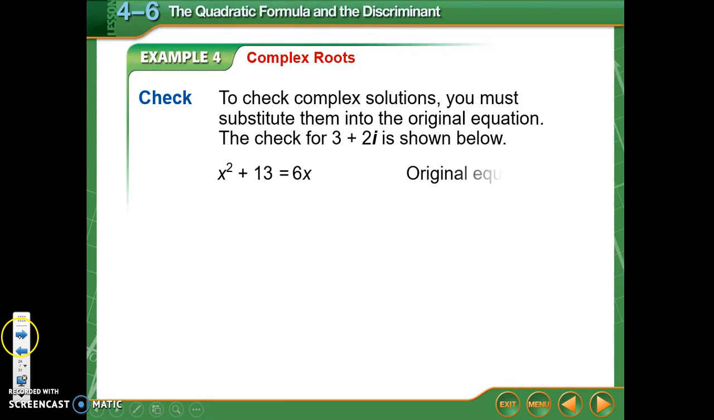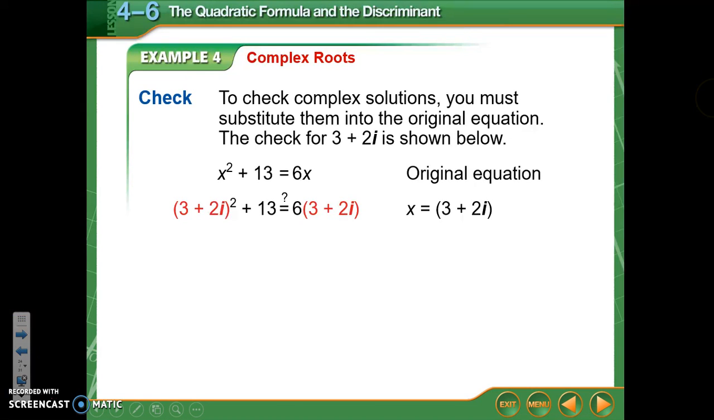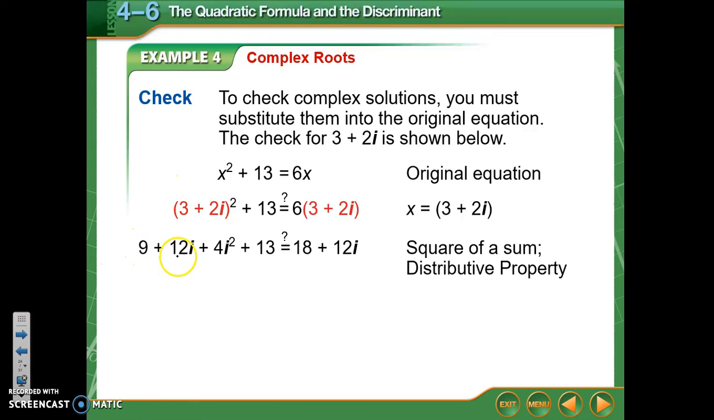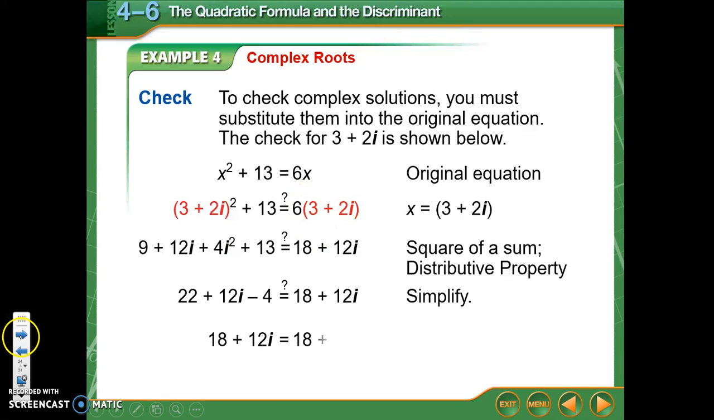We can check them by looking into our original equation and plugging in 3 plus 2i. That's the one they show us here. So when I square 3 plus 2i, I get 9 plus 12i plus 4i squared plus 13, because of this 13 here, equals 6x. I'm plugging in 3 plus 2i for x, so I get 18 plus 12i. And when I simplify both sides, I end up with 18 plus 12i equals 18 plus 12i.